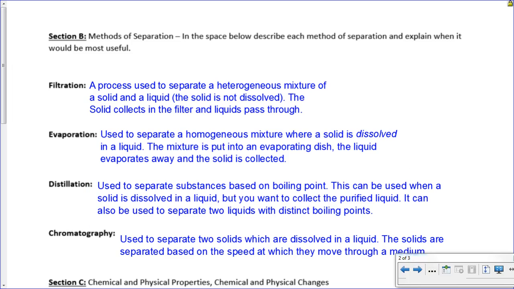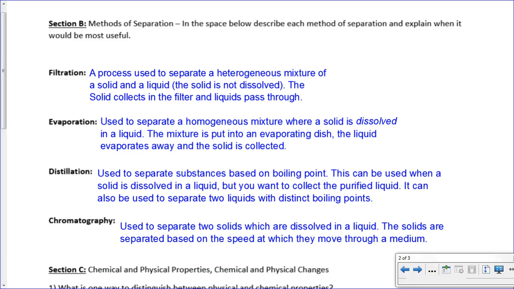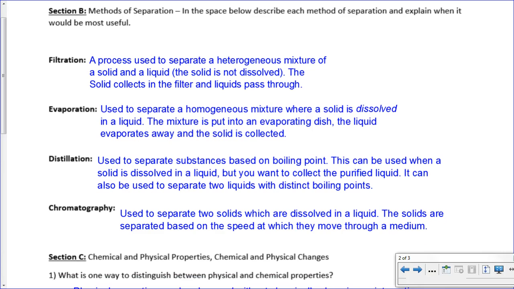Going on here to page number 2, different methods of separation. So I'm going to talk about each one here pretty quickly. Filtration, what's happening with that is you'll have a solid and a liquid mixed together. The solid doesn't dissolve, and so you can see it just floating there in the liquid. You dump it through a filter. The non-dissolved solid gets caught in the filter, the liquid passes through, and you separate them that way. So this would be using a heterogeneous mixture where a solid was mixed in a liquid and not dissolved.